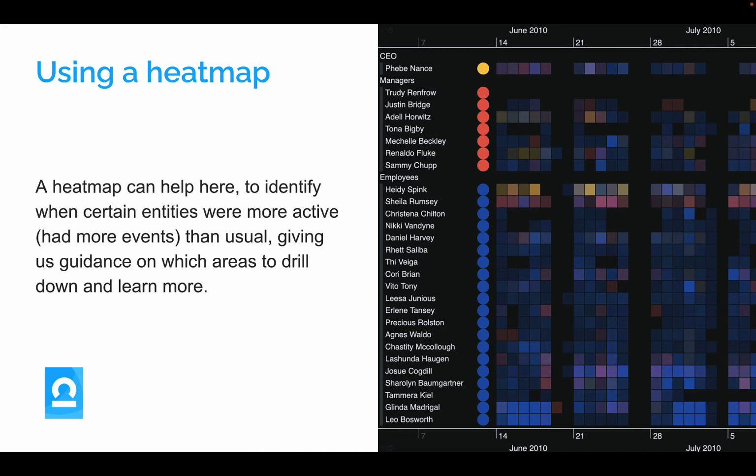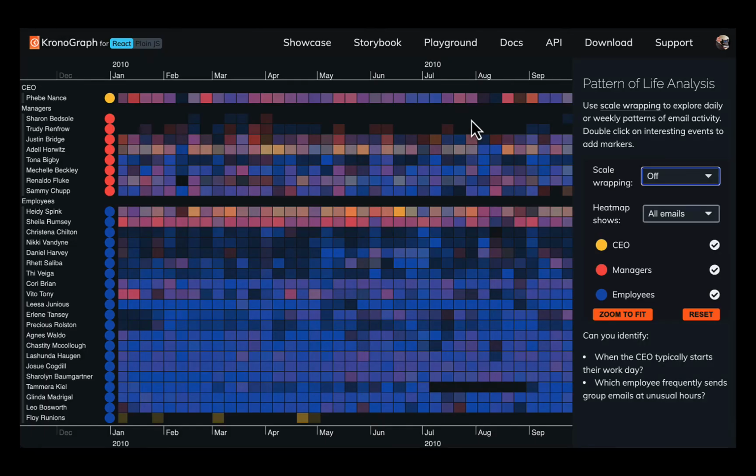I want to show you another example where we're looking at windows of time, not as absolute units of time, but as cycles or patterns of life. Let me show you that example. Here we have the heat map view, like what we were looking at earlier, which is showing me the pattern of activity of internal emails within an organization over the course of 10 months in 2010. And the heat map is showing me who was active and when.